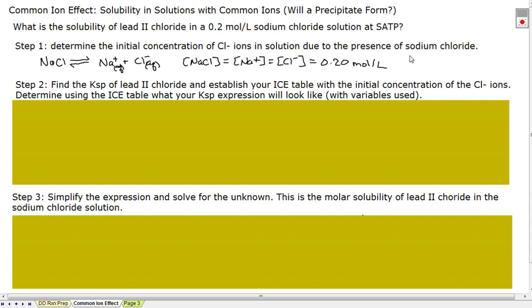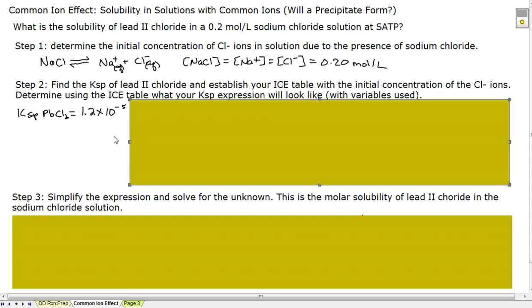We go to that in a table. In our textbook, it's table C8. And you could easily find it on the web. And we need to establish our ice table with the initial concentration of the chloride ions that we got from the sodium chloride solution. Then we're going to determine, using the ice table, what our KSP expression will look like using any variables that we've created. So let's take a look at what this is going to look like here.